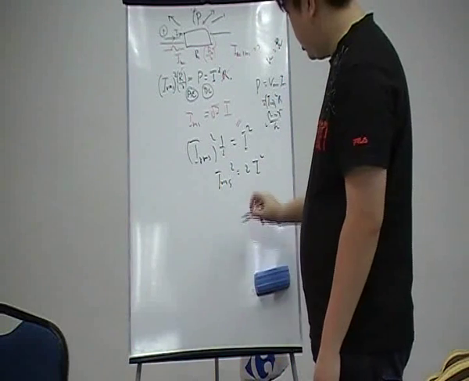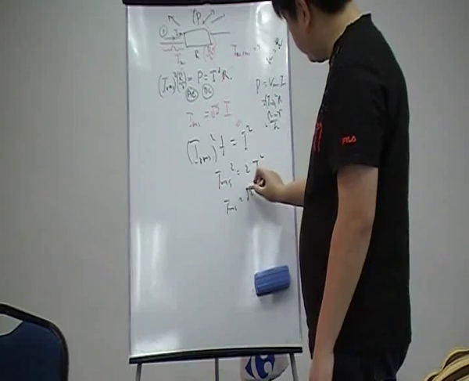The I_RMS squared times half equals I squared. Okay, therefore I_RMS equals 2 square root 2 I.